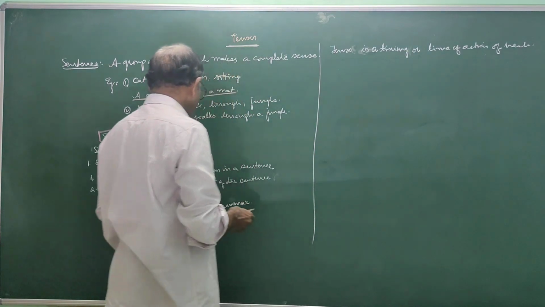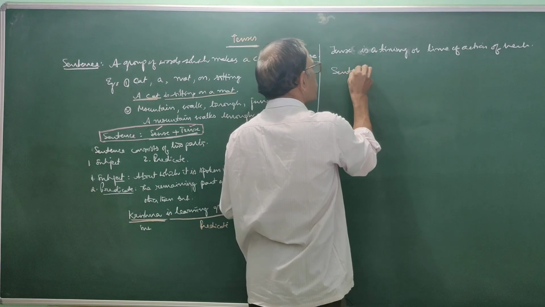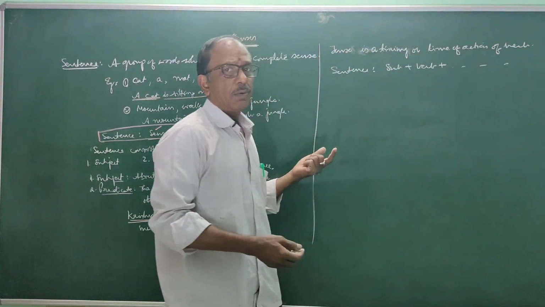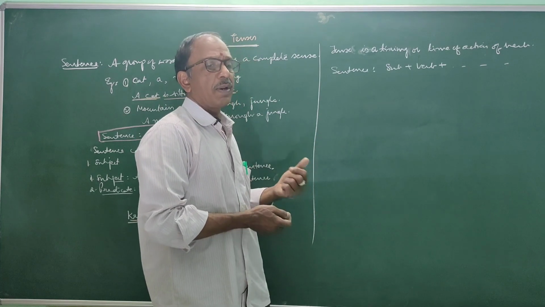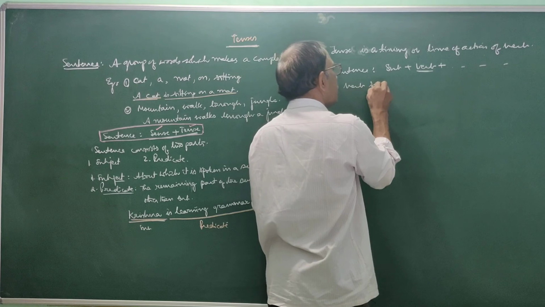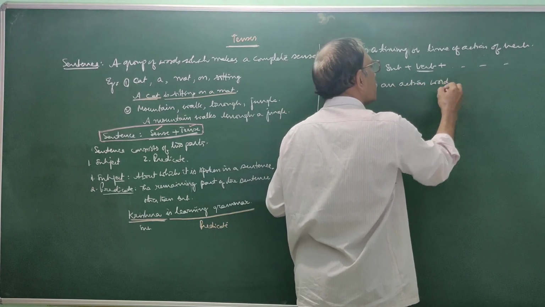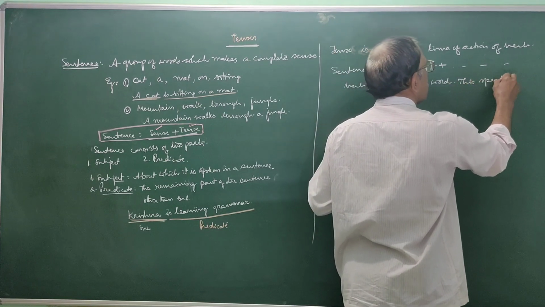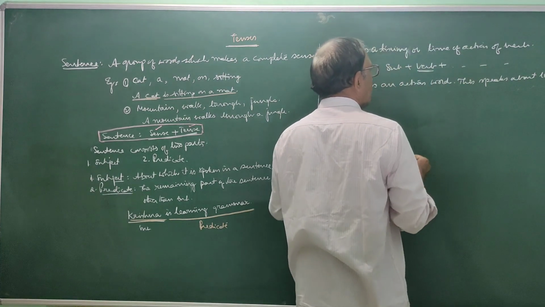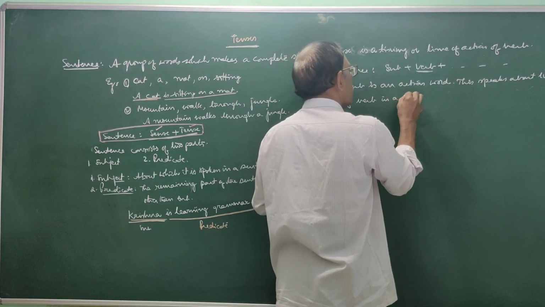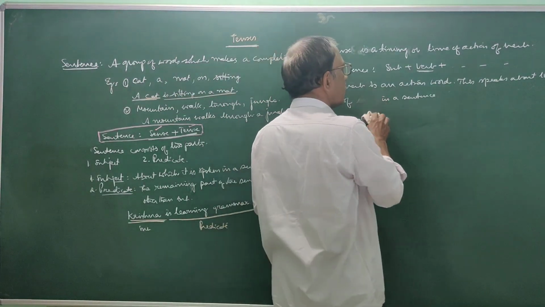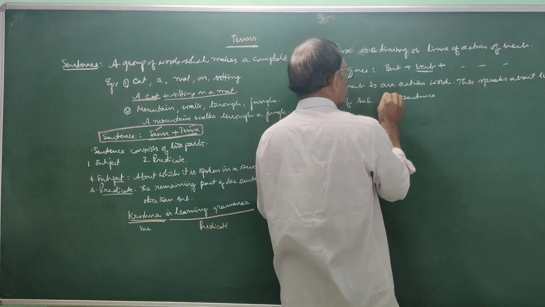As you know, a sentence consists of subject plus verb plus other parts of the predicate. It can contain an object, and it may not contain an object, adverb, particle, etc. So, subject plus verb. This verb has tense. Verb is an action word. This speaks about the action of the subject in a sentence.